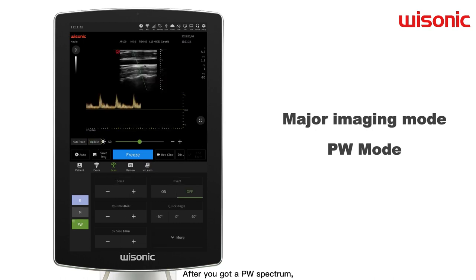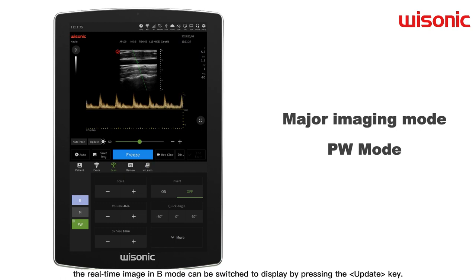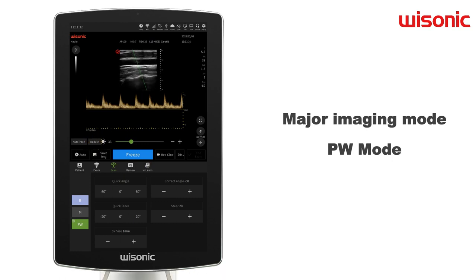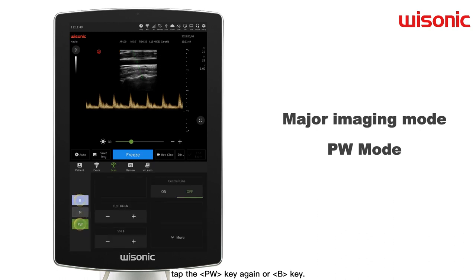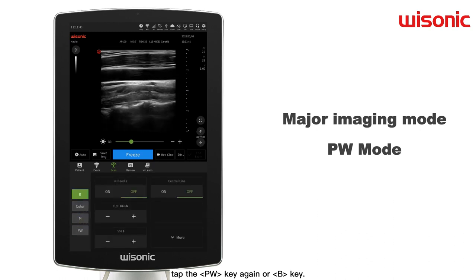After you get the PW spectrum, the real-time image in B mode can be switched to display by pressing the update key. Exit PW mode. Tap the PW key again or the B key.